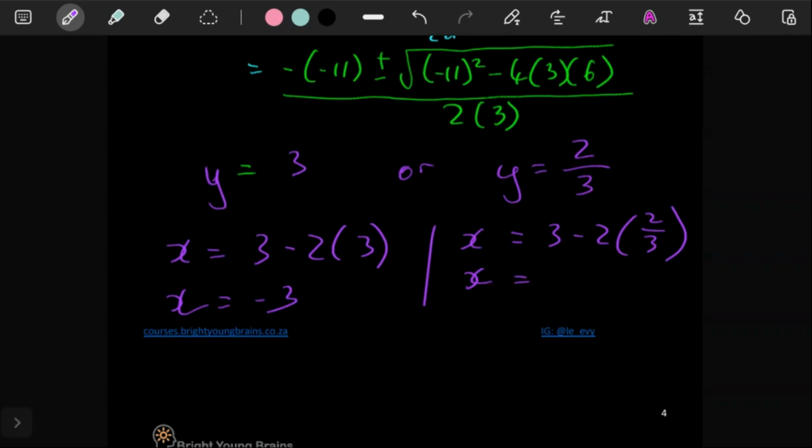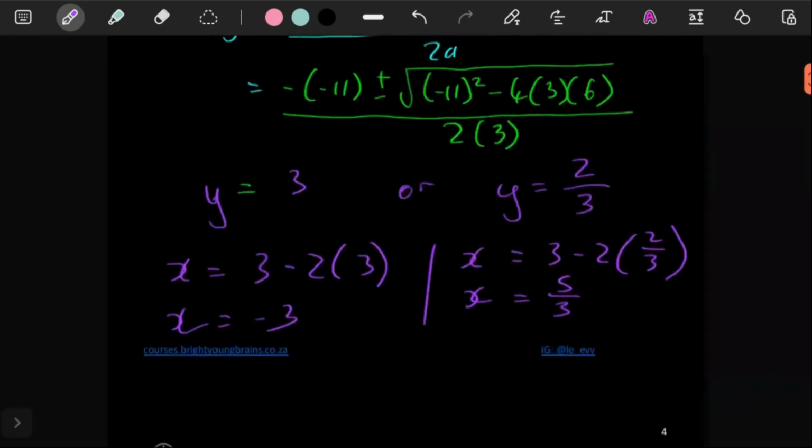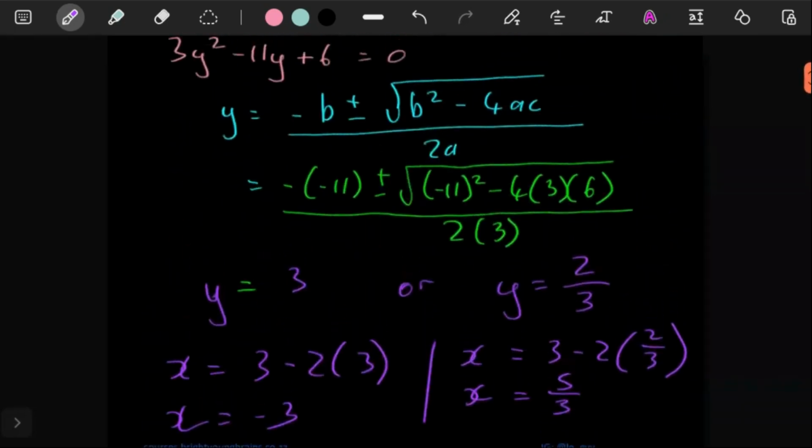What's going to give us? 3 minus 4 over 3. Let's see what that gives us in the calculator. It gives us 5 over 3. So this is like 5 over 3. That's the way we like it. So let's move on to the next question.